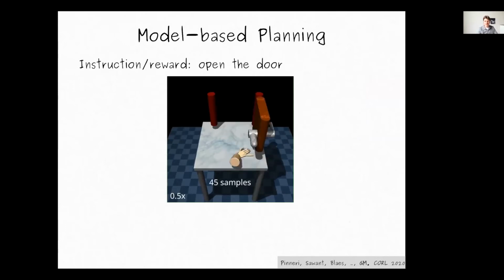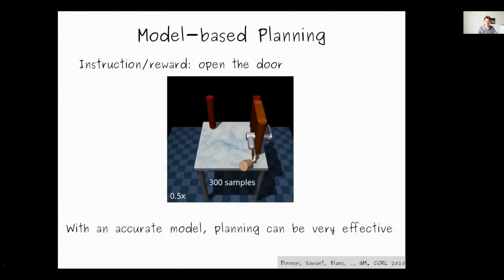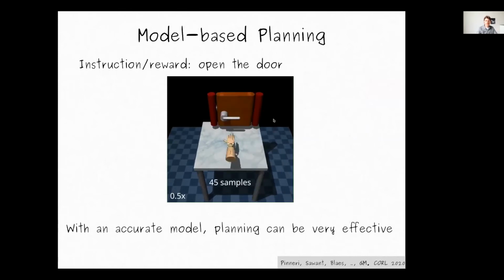It's not trained for this task. It just computes what could be done. Okay, so let's move on.